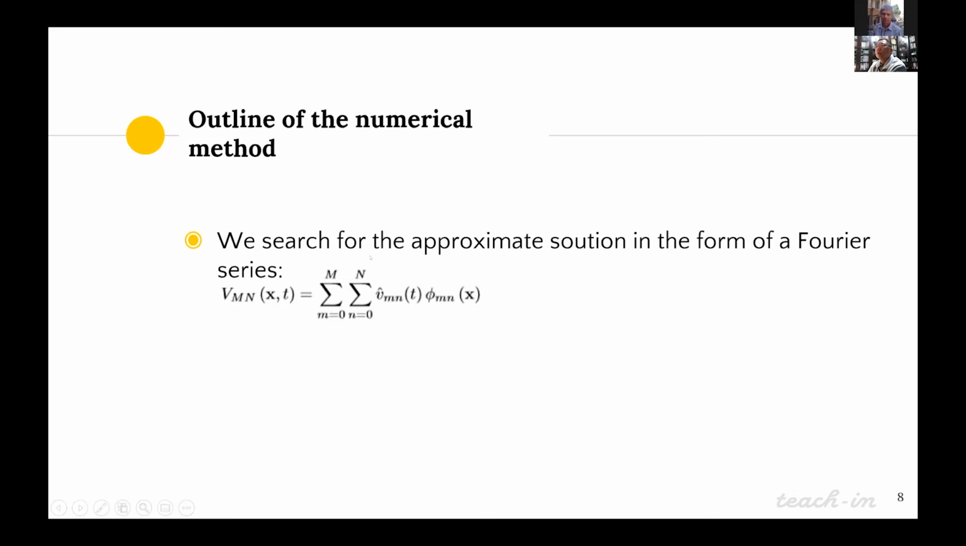First, we search for the approximate solution in the form of a series where phi mn are the basis functions. I will describe them in the next slide. So we are looking for the coefficients Vmn, the Fourier coefficients of this series, and the series, of course, is a finite series. M and N are certain positive numbers, and our aim is that as M and N tend to infinity, the approximate solution converges to the true solution of the equation.